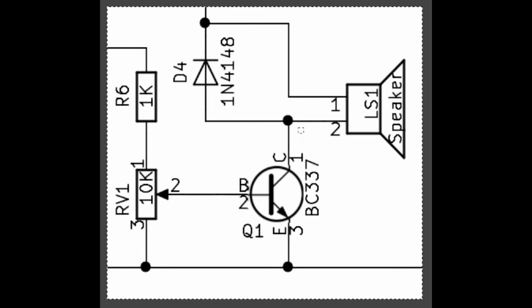Because I'm only driving this from a digital signal, it's not an alternating current. If it was an alternating current, then the speaker would be driven low and high in both directions, but I'm only ever driving it low here, so you need that diode in there, very essential.